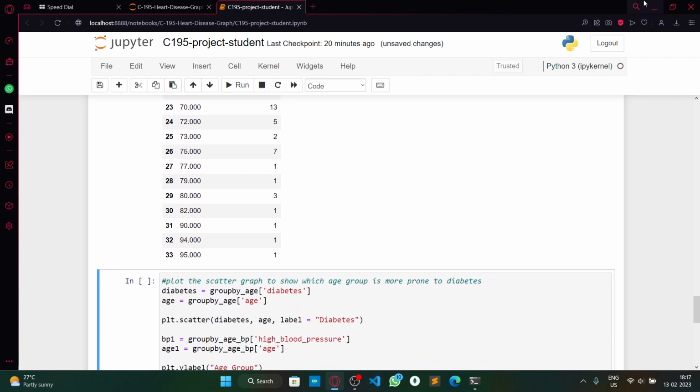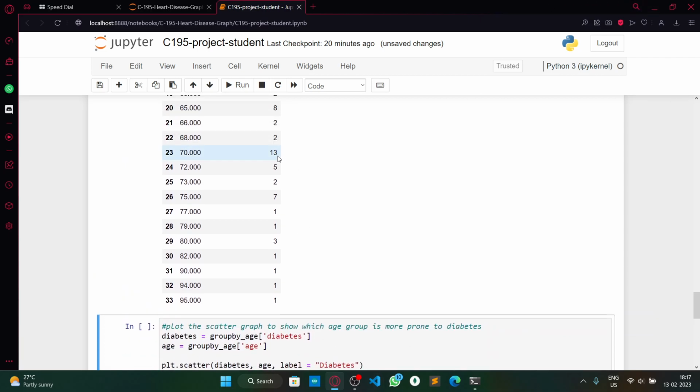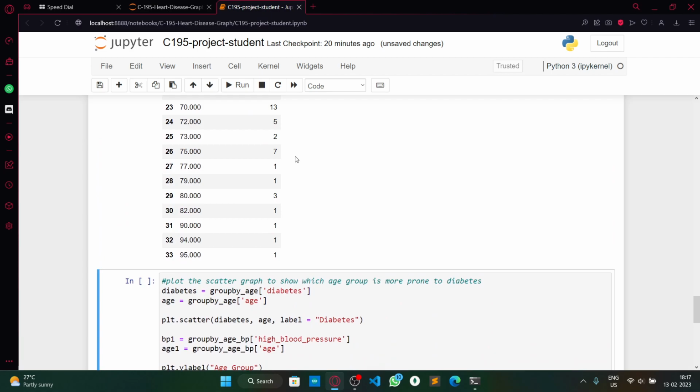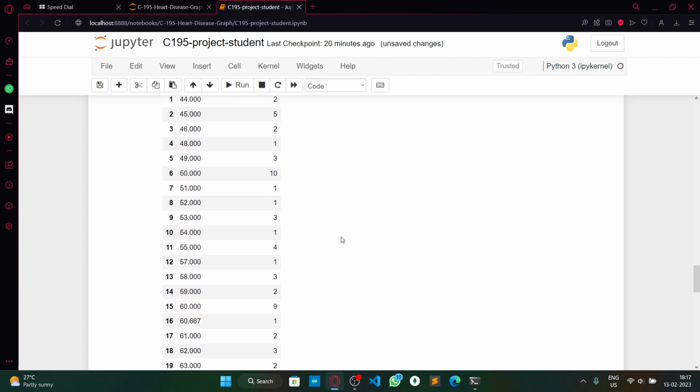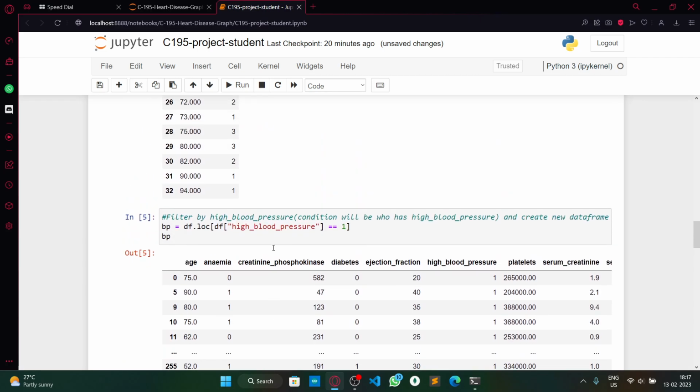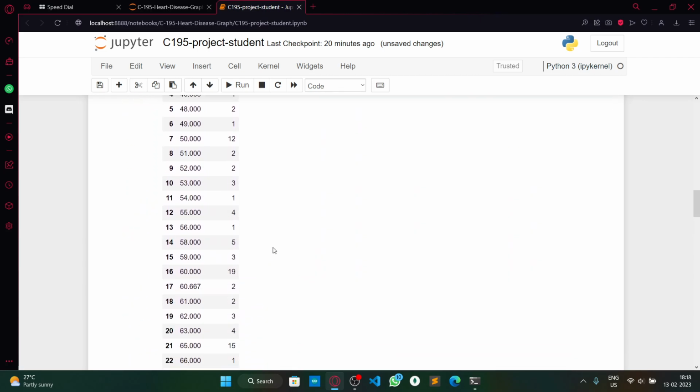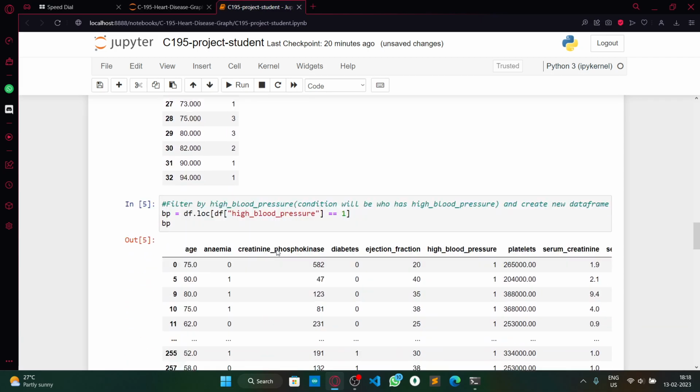So you see here 70 you have 13. To simply conclude, we can say people of age group 70 have high blood pressure, like 13 out of 300, according to the data set. And then here we can say diabetes. The 60 age group is the age you can get diabetes, like 19 out of 300.